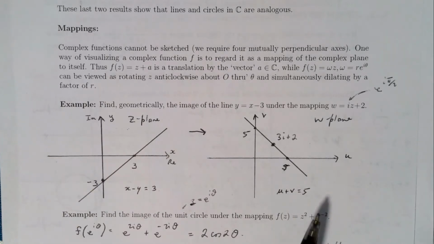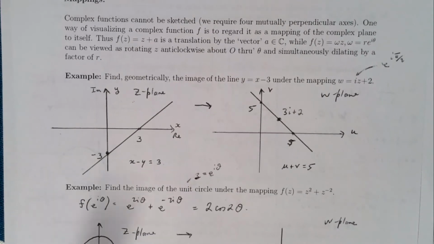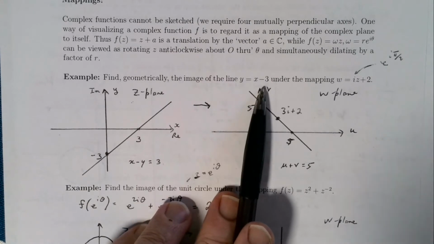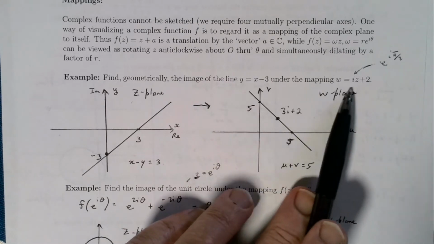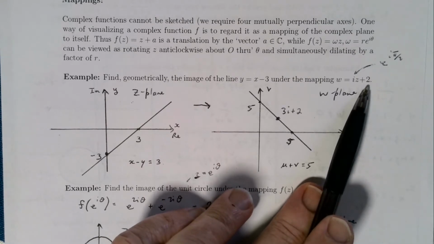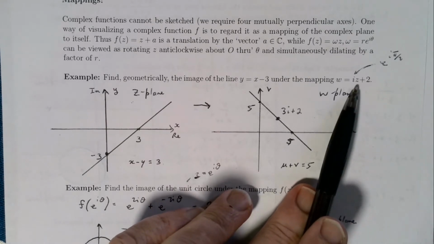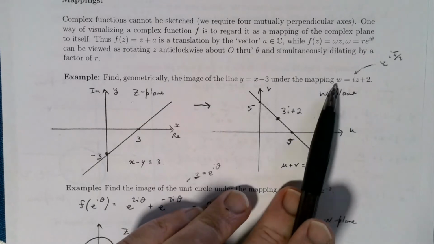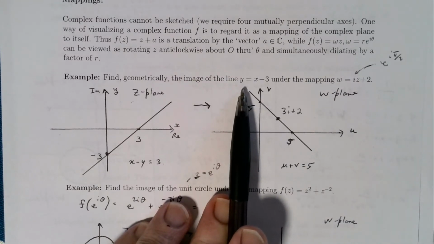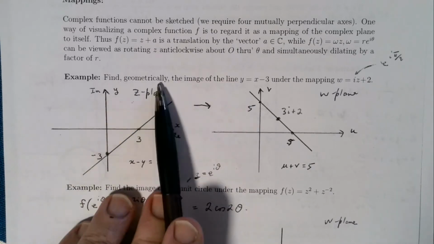So just a little example here. It says find geometrically the image of the line y is x minus 3 under the mapping w is iz plus 2. You can do it algebraically very easily. You just put z equals x plus iy, w is u plus iv, and you use this equation to eliminate the x's and y's, and you'll get a nice formula relating u and v. But it says here to do it geometrically.